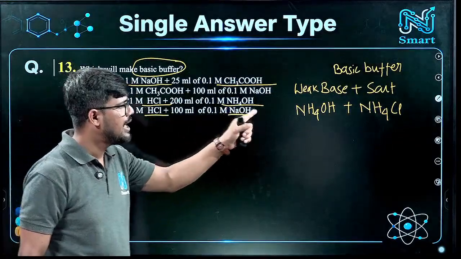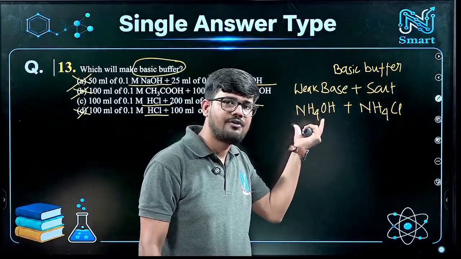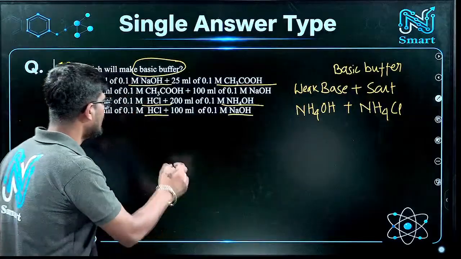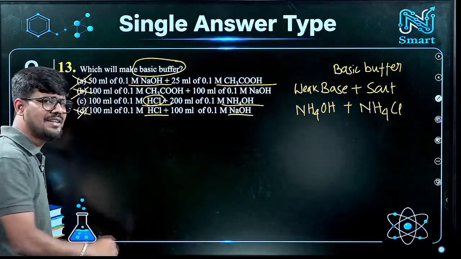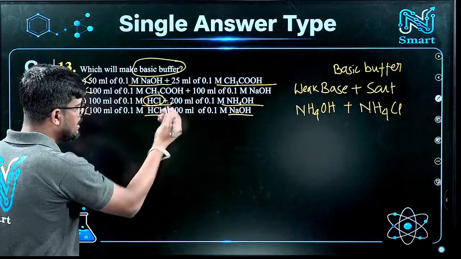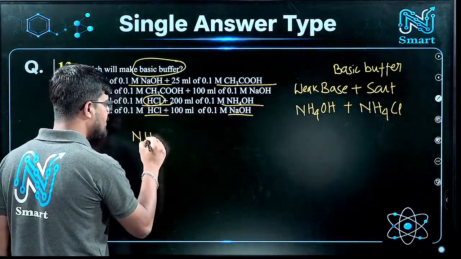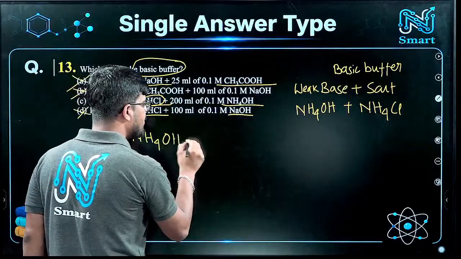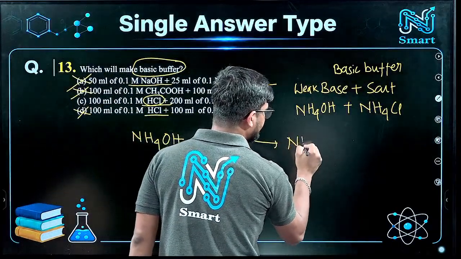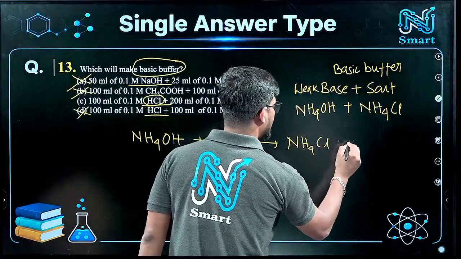But as I mentioned, ammonium hydroxide, NH4OH, and its salt must be there. But here HCl is there. HCl is not a salt, it is an acid. Then how is it correlating? Just check. NH4OH, if it reacts with HCl, then it will produce NH4Cl plus H2O.